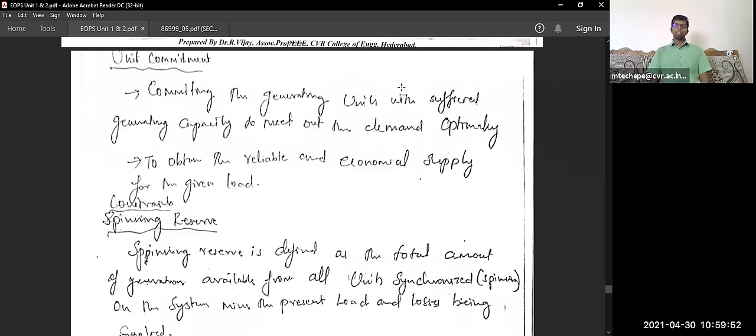So we have to supply economically to the load. Why? Because if you operate the generating units uneconomically, then your tariff will go high. So we have to obtain a reliable and economical supply for the given load.